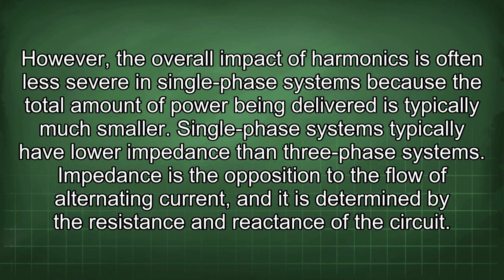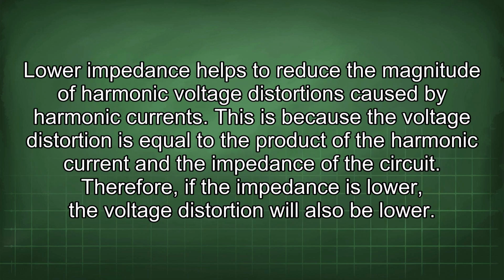Single-phase systems typically have lower impedance than three-phase systems. Impedance is the opposition to the flow of alternating current, and it is determined by the resistance and reactance of the circuit. Lower impedance helps to reduce the magnitude of harmonic voltage distortions caused by harmonic currents. This is because the voltage distortion is equal to the product of the harmonic current and the impedance of the circuit. Therefore, if the impedance is lower, the voltage distortion will also be lower.